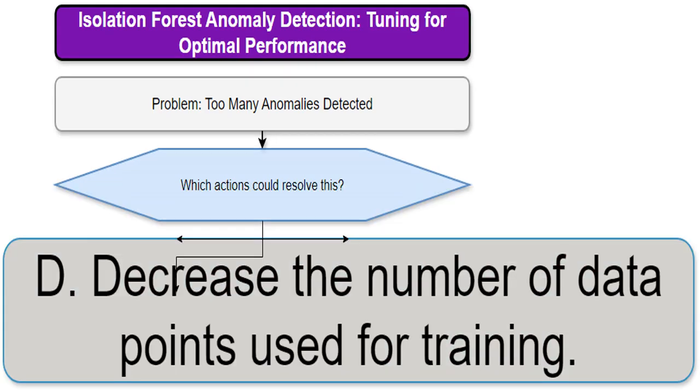Reducing the amount of training data is unlikely to help and could even hurt the model's accuracy. The model needs enough data to learn the normal patterns. Reducing data might make it harder to identify anomalies correctly. It could even increase the false positives.